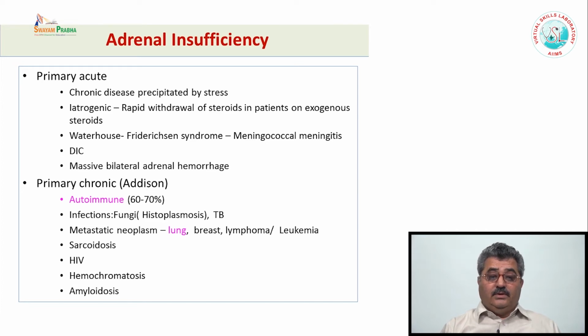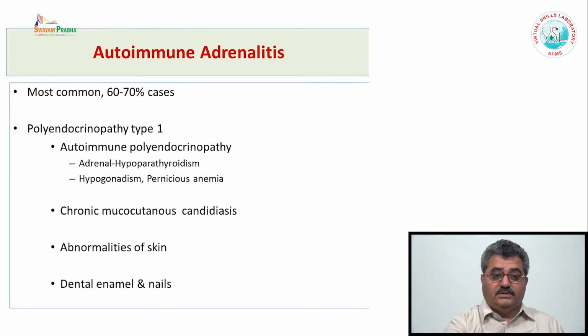But of the chronic causes, the most important is the autoimmune, which is known as the Addison disease. Some may be infections, especially histoplasmosis and tuberculosis in India. Maybe the metastasis, I mentioned, lung, breast, lymphoma, leukemia, sarcoidosis, HIV, hemochromatosis, and amyloidosis. They can cause acute as well as chronic insufficiency.